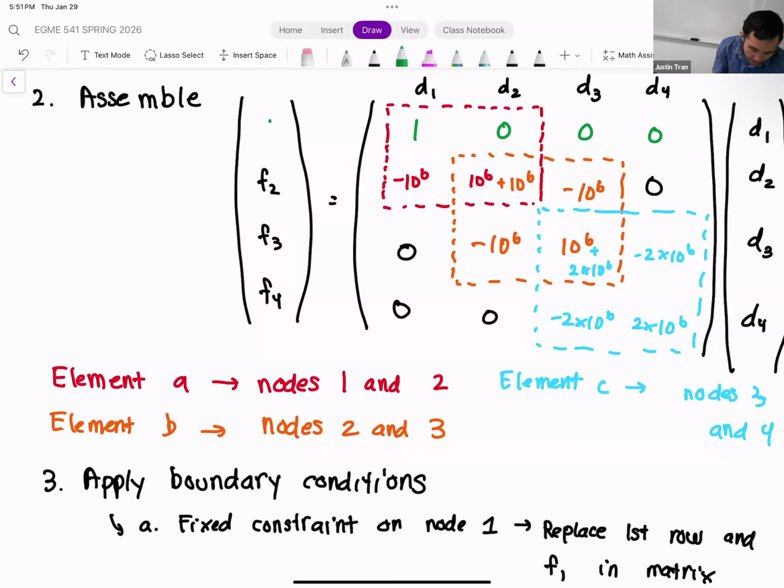And then we're going to need to replace the F1 with 0. That's indicating the fact that D1 is going to be equal to 0 because it's attached to the wall. It's a fixed constraint.